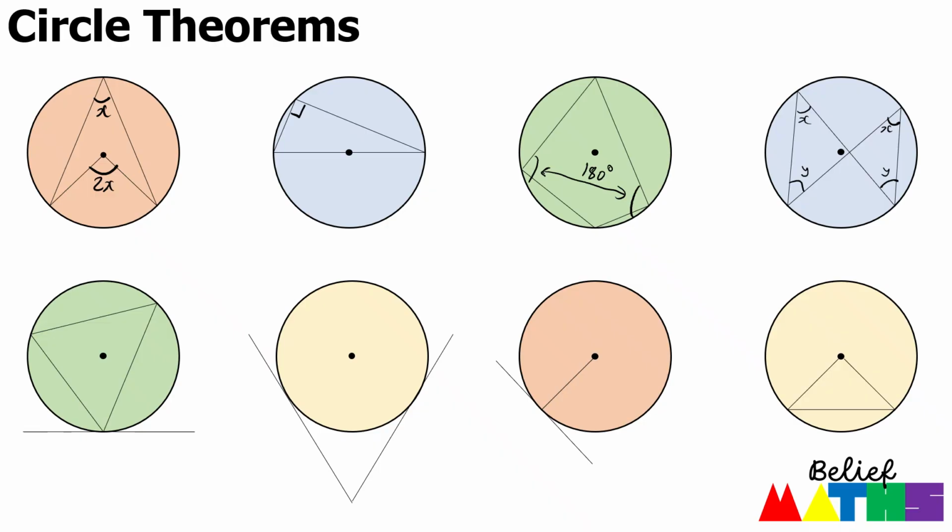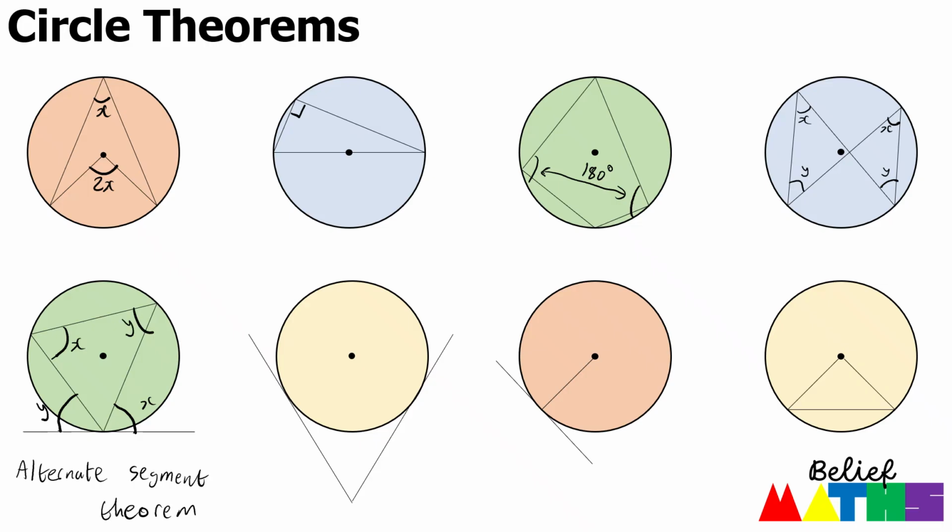Moving to the bottom left, this is the only one that has a name. This is called the alternate segment theorem. If you've got a triangle and all 3 vertices are on the circumference, and then you've got a tangent, and the tangent goes through one of the vertices, it's what we call the alternate segment theorem. And what that tells us is that this angle here, between the straight line and the straight line, angles don't include curved lines, so the straight line here and the straight line here, they're both equal. And equally this side, we'll call that y, is equal to this side, which is y.